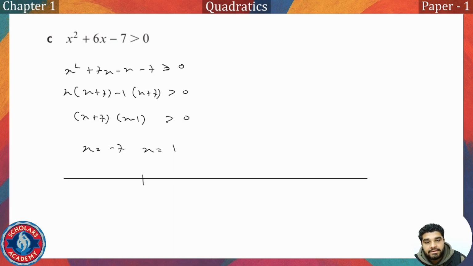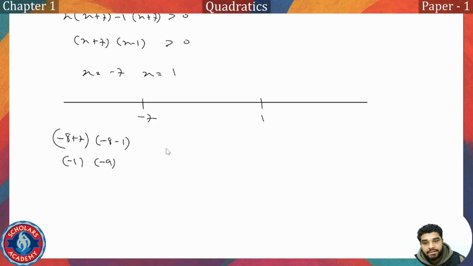So the real line divides into three parts, at -7 and 1. What we want is the value of the quadratic expression, the value of y, should be greater than 0. So we check the intervals. If I take -8 and substitute it over here, so -8 plus 7 and -8 minus 1, we get -1 and -9. So our value is actually greater than 0, right? So we get 9, which is greater than 0.